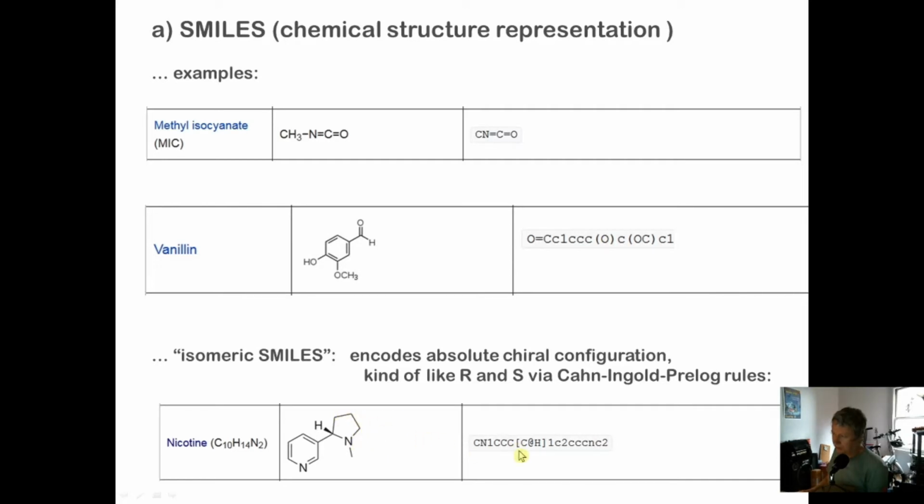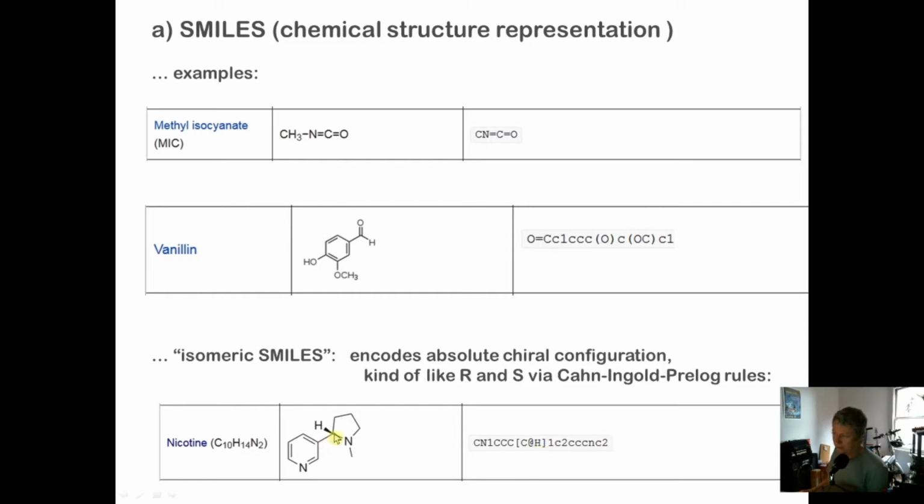Carbon, carbon, carbon. Then we have a chiral center, and this is how it does something like what we do as R and S. The rules are a little different, but the little @ symbol defines the chiral center. And I think if it's the enantiomer, it changes somehow. I think it might be @@.